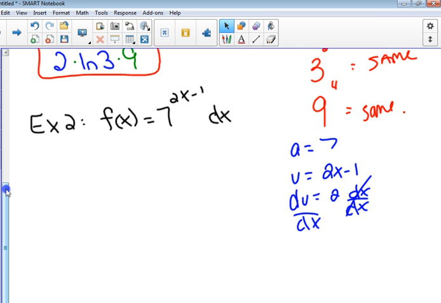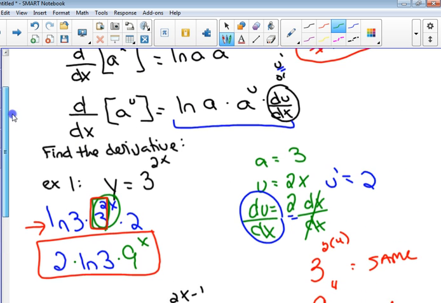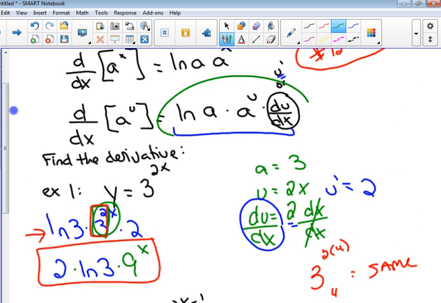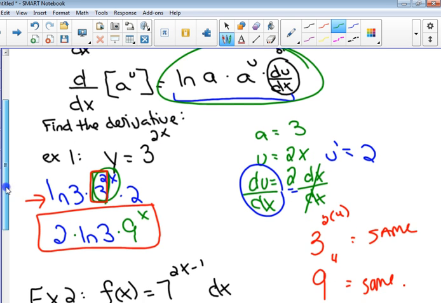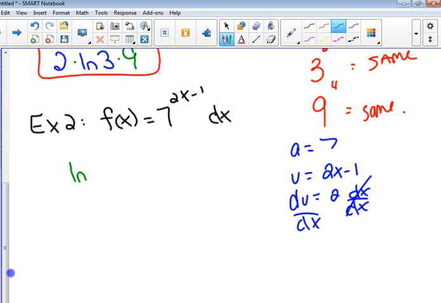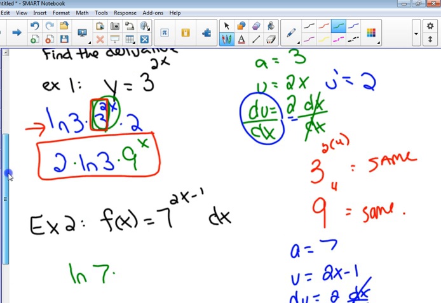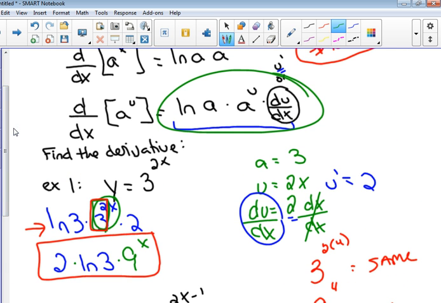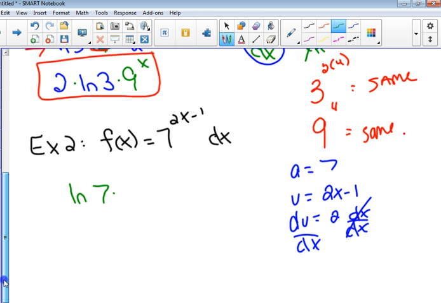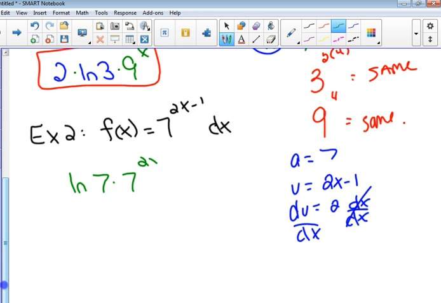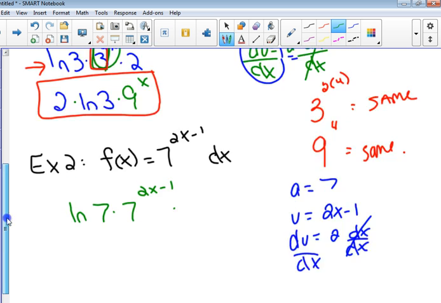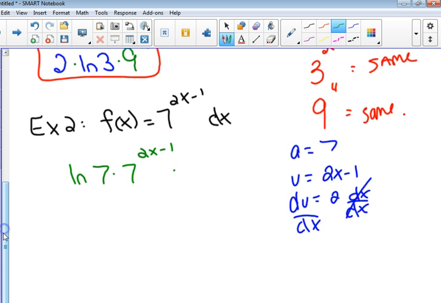Okay. So now let's plug everything in. Use your formula for some help. Alright, if you guys need to, take out that blue sheet, make sure you're using this. So we're going to take the ln of a, so the ln of 7 times 7 to the u, or 7 to the 2x minus 1, times 2. Yep. So did they do the same thing? No, because of the subtraction. If it was multiplication, they would have, but this would mean something different, right?